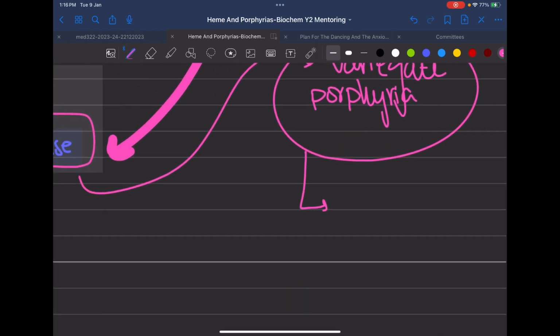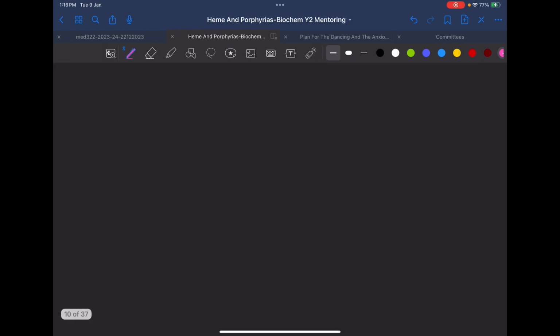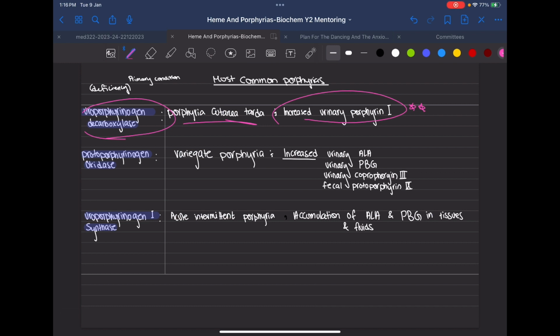Again, which enzyme? The protoporphyrinogen oxidase. All right. So you need to know the name, which enzyme it's related to, and the clinical presentations. What are the clinical presentations of variegate porphyria? Increased urinary ALA, increased urinary PBG, increased urinary coproporphyrin 3, and increased fecal protoporphyrin 9.